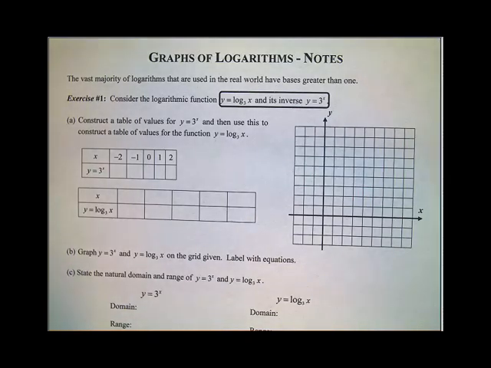So exercise 1, consider the logarithmic function y equals log base 3 of x and its inverse y equals 3 to the x. Construct the table of values for y equals 3 to the x, and then use it to construct the table of values for the function y equals log base 3 of x. Remember, input becomes output and output becomes input.